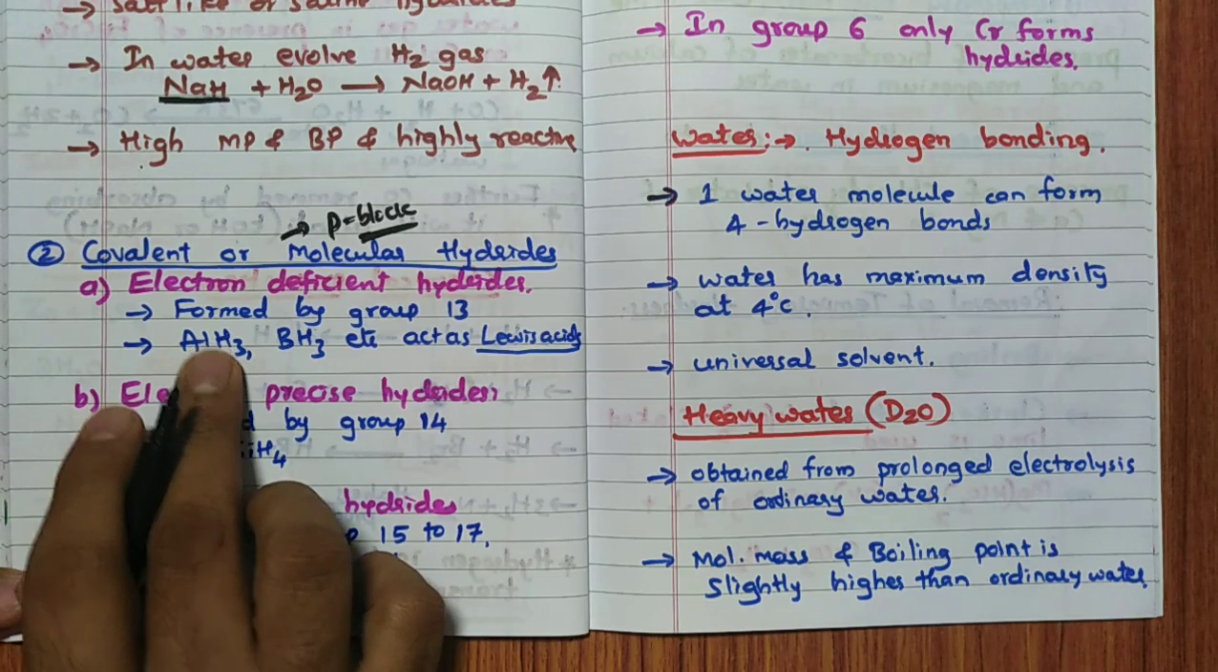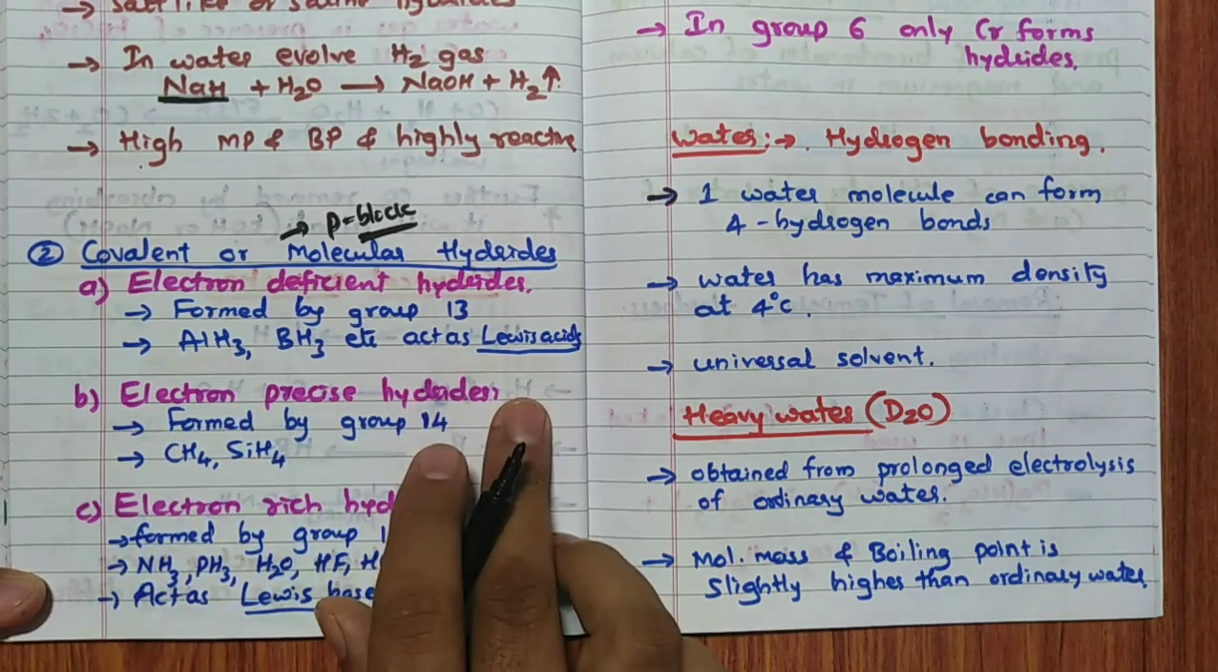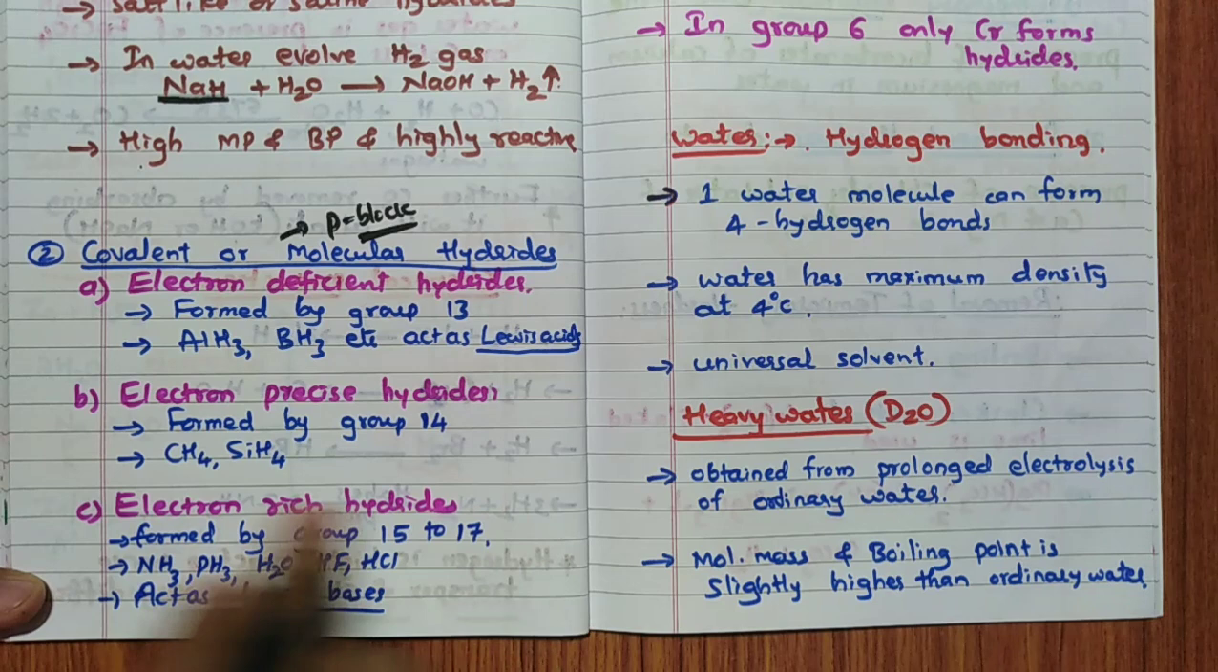Always electron deficient hydrides can act as Lewis acids. Remember that. Electron precise hydrides are formed by group 14, so CH4, SiH4, etc.